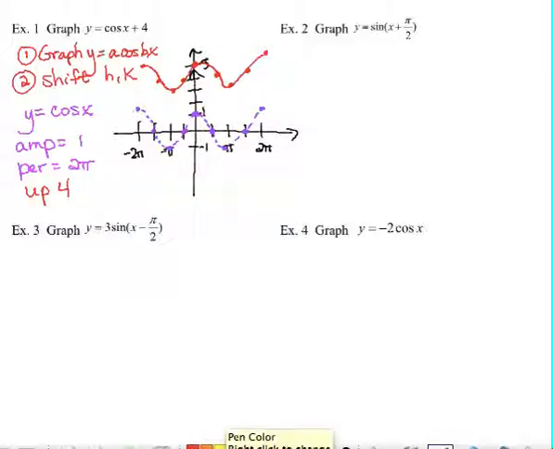All right, let's look at example 2. It says y equals sine the quantity x plus pi over 2. So the first thing we're going to start with is y equals sine x. So I identify the amplitude and period. The amplitude is 1, and the period is just 2 pi.